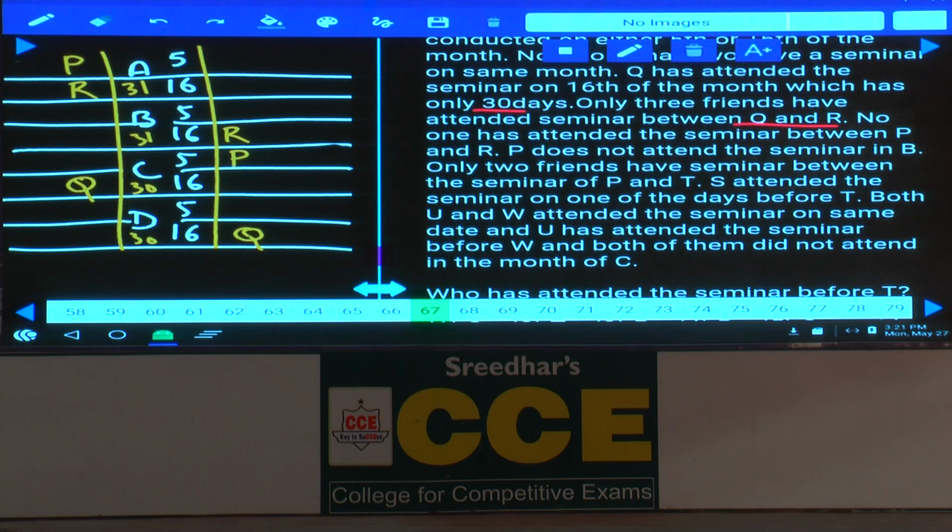P will be here. Done? Now P must be in this one. Next, only 2 friends have seminars between the seminars of P and T. Between P and T there must be exactly 2 people here. Now T is here. Now in this case, in the second case, T is here.